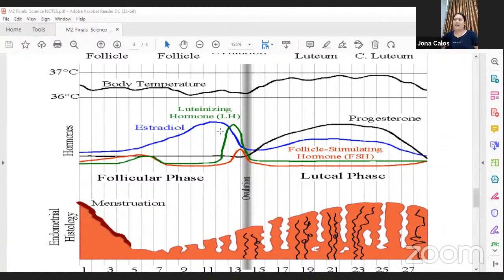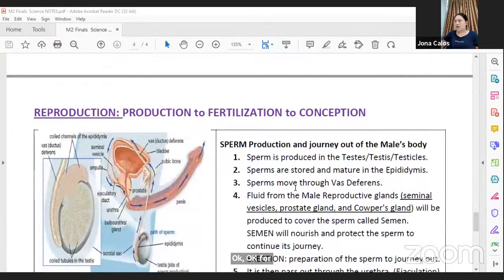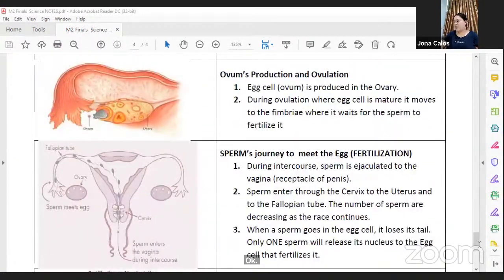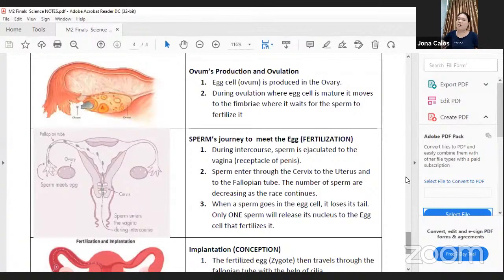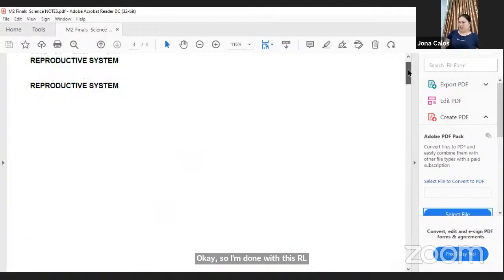Okay, for this one, you still have questions regarding this. But again, mostly little. And for the first page, the structures, it is for identification of the body parts. Okay, so I'm done with this. I already talked about it. And if you still have a question, you can raise them now.